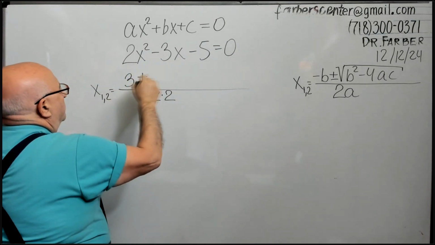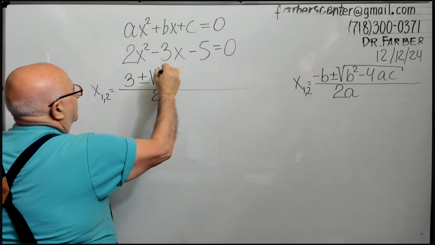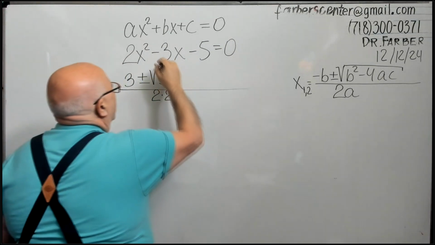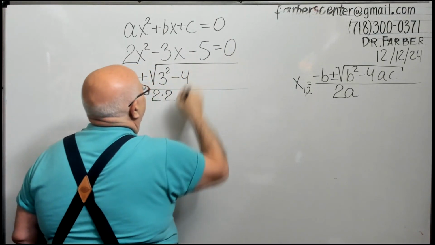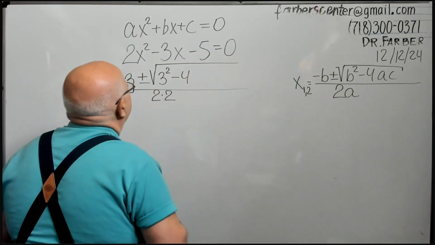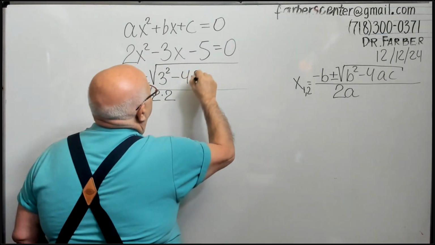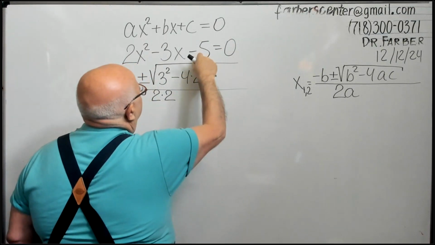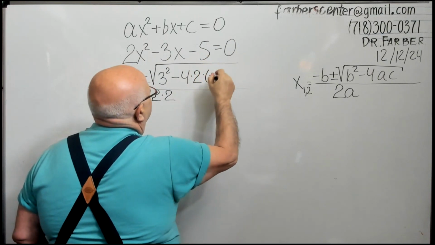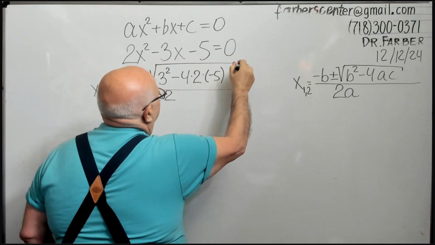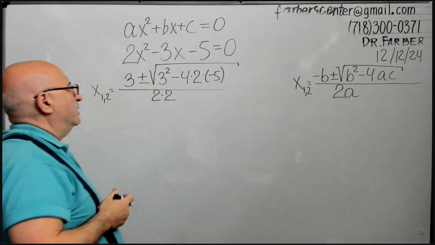Plus minus 3 to the second, minus 4 times 2 and times negative 5. This is the key thing. After that, it's just mechanics.